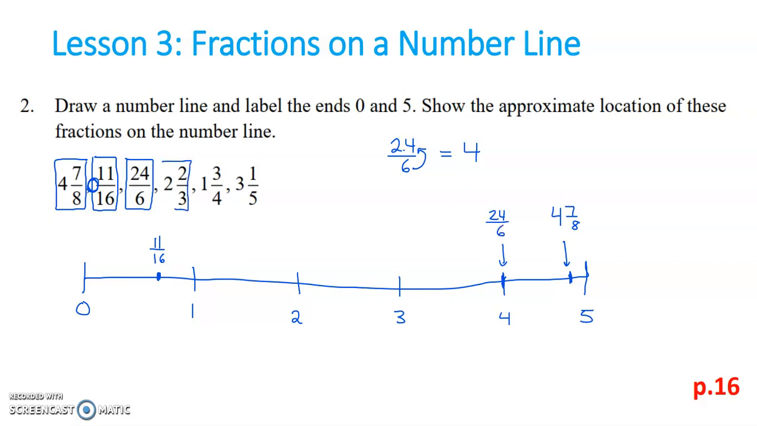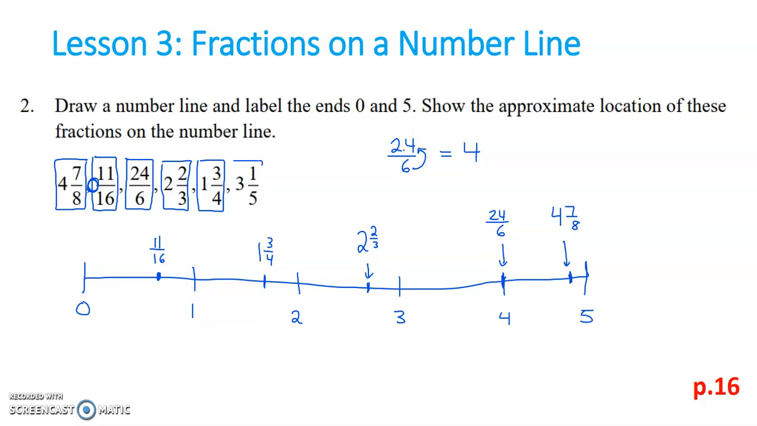The next one is 2 2/3, so this is going to be between 2 and 3. If I were to divide this into 3 equal pieces, we would be over here at the 2/3, so this is 2 2/3. For the next one, 1 3/4, this is between 1 and 2. So if we were to divide this into 4 equal parts, we would be in the 3rd position. So 1 3/4.